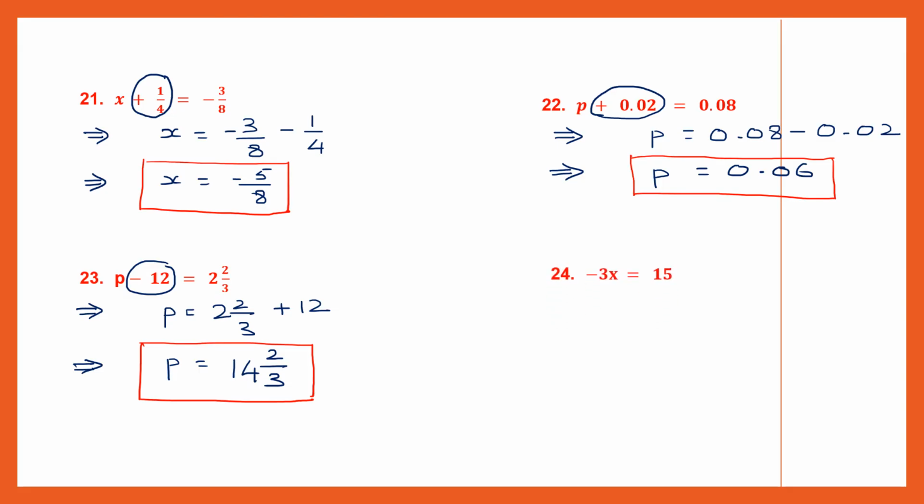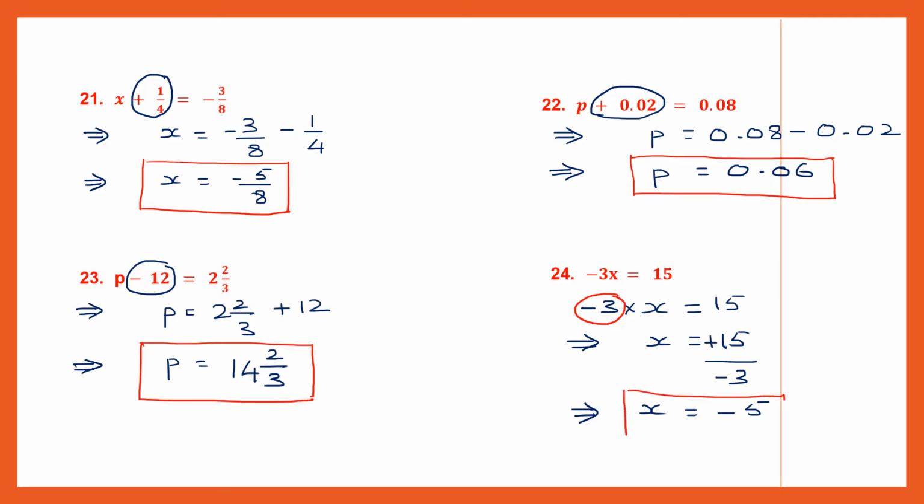Question 24. Minus 3x is equal to 15. Minus 3x means minus 3 into x is equal to 15. Now to solve for x, we're going to write 15 as it is. We're going to transpose minus 3, which is multiplication, to the other side. It becomes division by minus 3. So to solve for x, we have to divide 15 by minus 3. So here it's a plus sign. So plus into minus is minus 15 divided by 3. 3 fives are 15. So here the answer is minus 5.